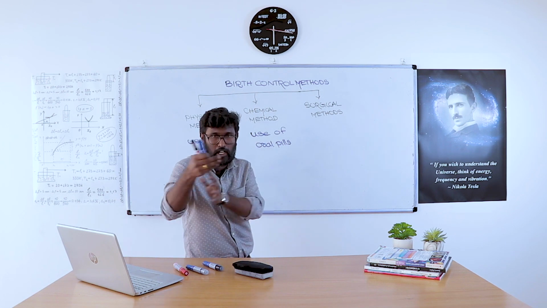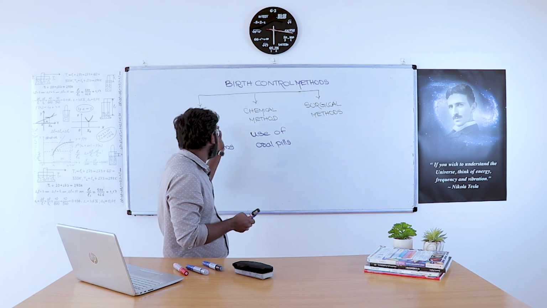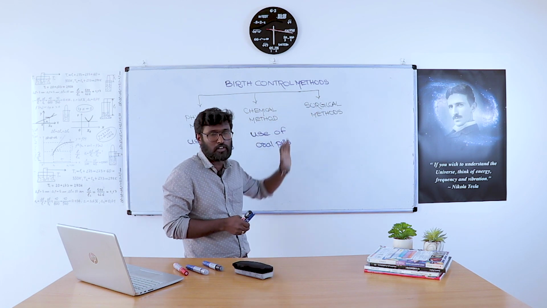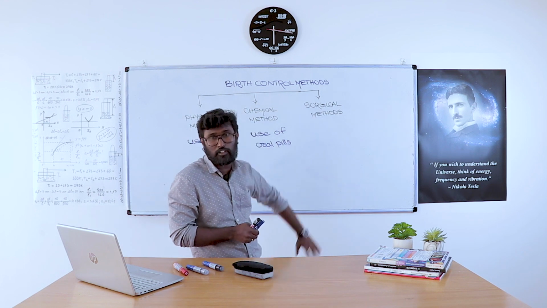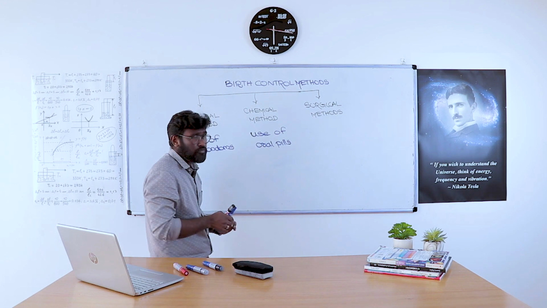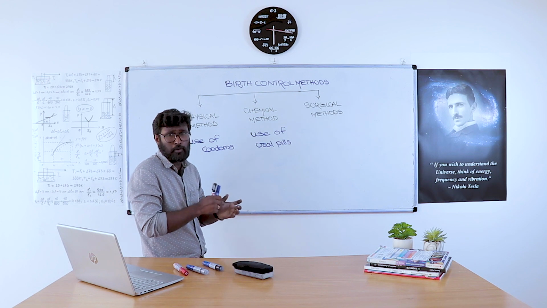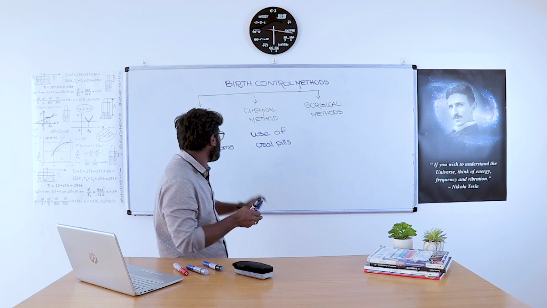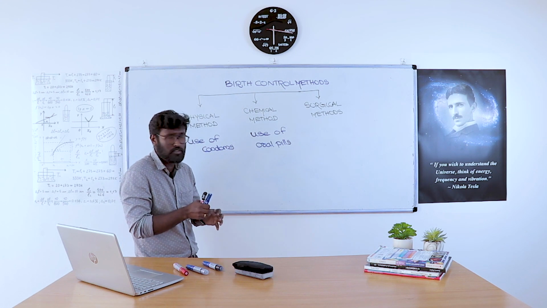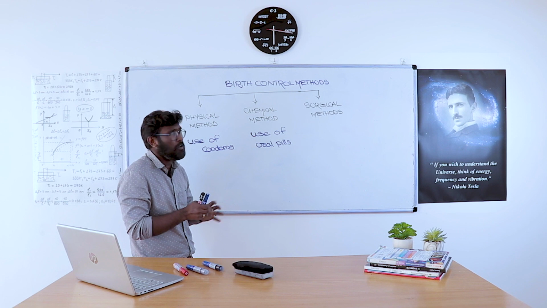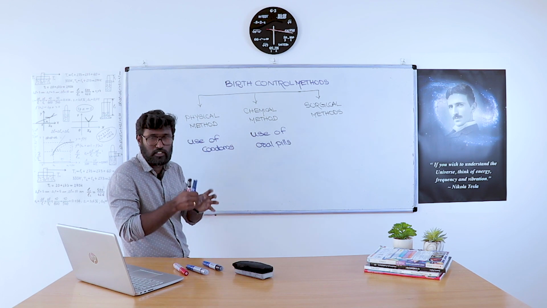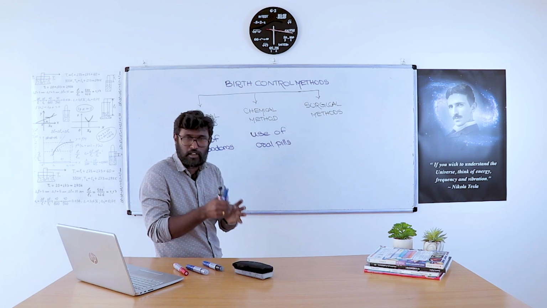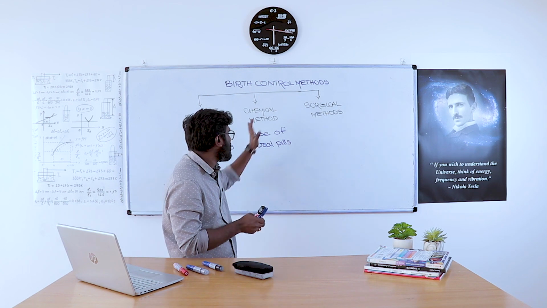There is one more method as well. So we discuss the physical method, chemical method, and surgical method. These are the important methods in the case of contraceptives, otherwise called birth control methods. In the physical method, the use of condoms will prevent the combination of eggs and sperms. So the use of condoms is a physical method to prevent pregnancy, otherwise called fertilization. The use of oral pills prevents pregnancy or fertilization. That is the chemical method.